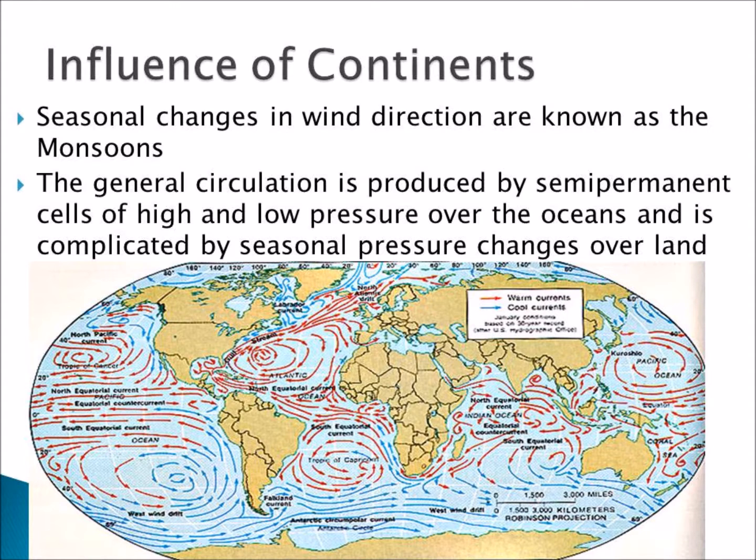The influence of continents on the atmosphere. Now, large land masses such as Asia become cold in the winter and develop a seasonal high-pressure system from which the surface flow is directed off the land. And in the summer, the opposite occurs. Land masses are heated and develop a low-pressure cell, which permits air to flow onto the land. These seasonal changes in wind direction are known as the monsoons.